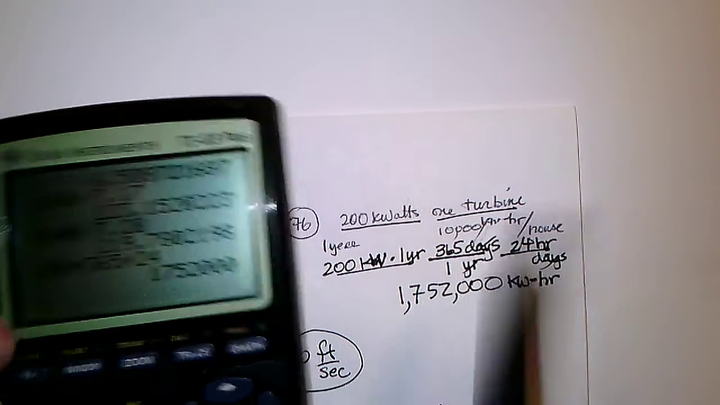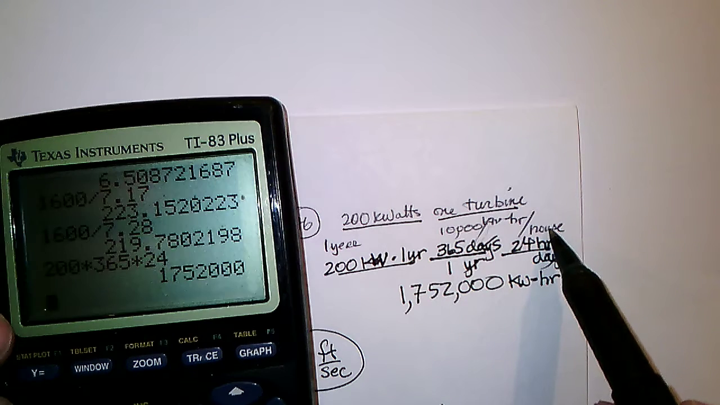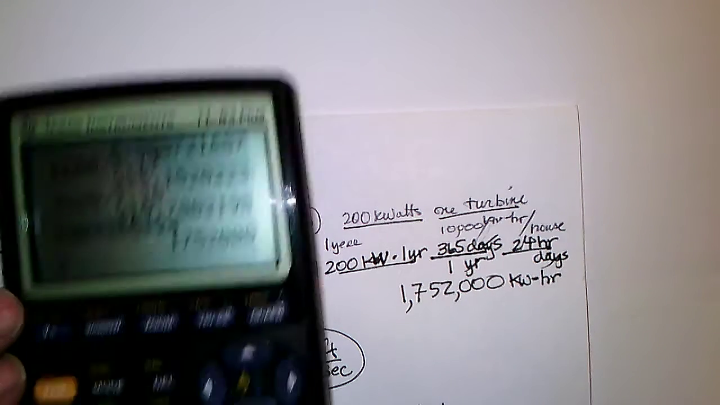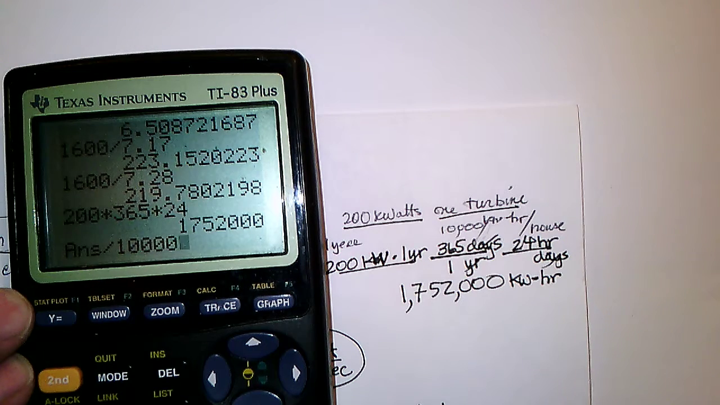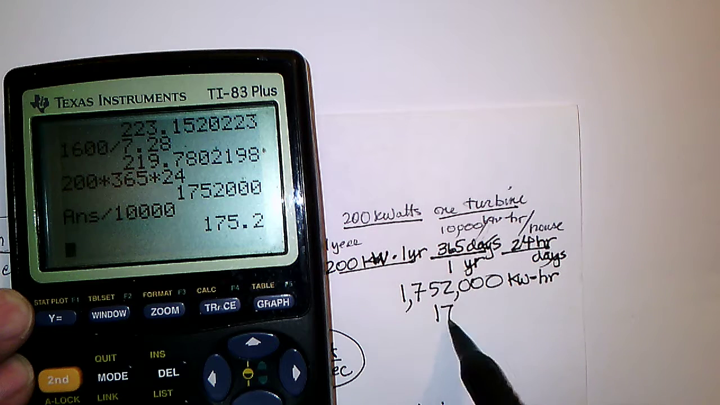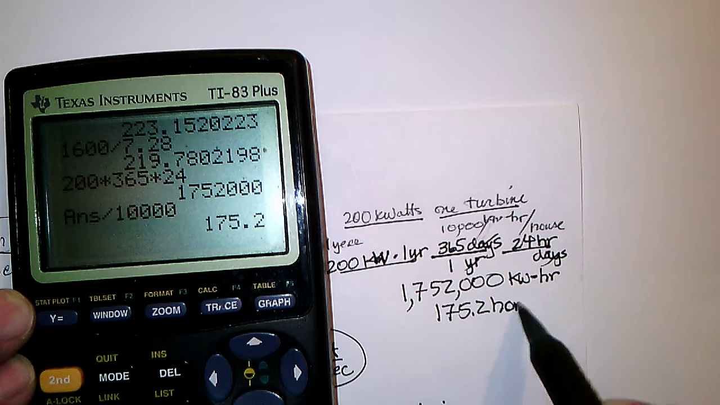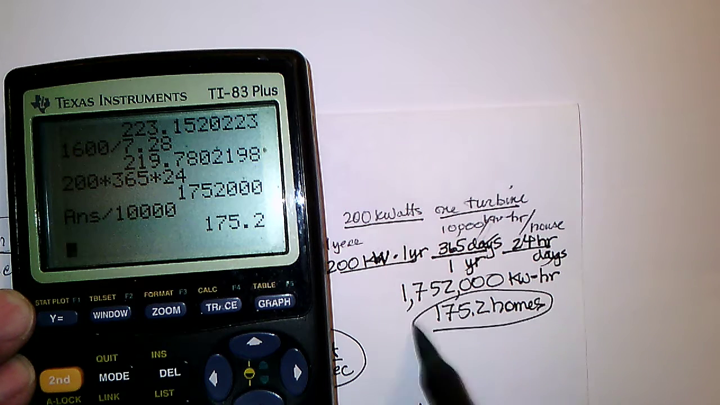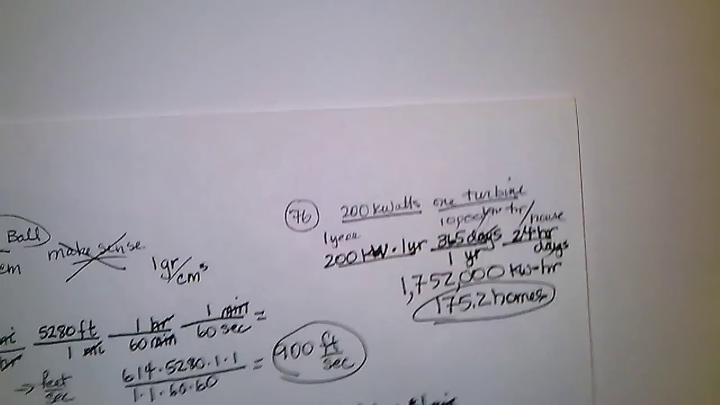Now, if a house uses 10,000 kilowatt hours a year, we would divide that by 10,000 to figure out how many houses it would run for a year. And that'd be 175.2 homes. Okay? And that is 2B.